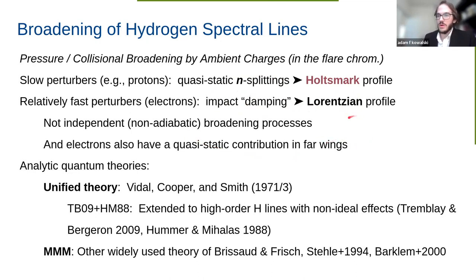So there are a couple of theories that have been developed over many decades that self-consistently treat the electrons and protons. The one I'll talk about today is the unified theory, which was developed in the 70s, but is the current state-of-the-art theory in white dwarf atmospheres, Tremblay and Bergeron, 2009.